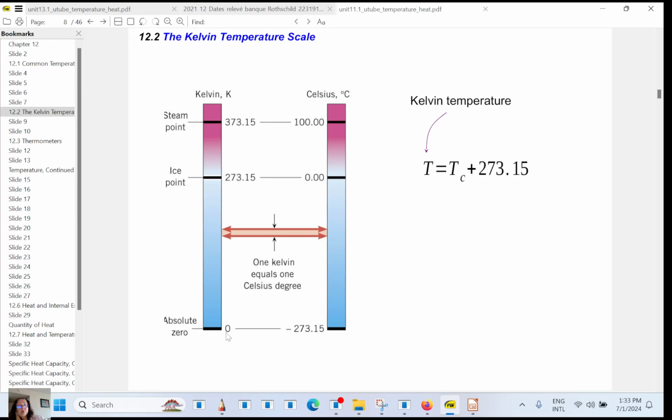But if we were able to reach it, then very weird quantum effects will take place and the energy will be the lowest possible. And you see, it's just a shift, right? Temperature Kelvin is temperature Celsius plus 273.15.